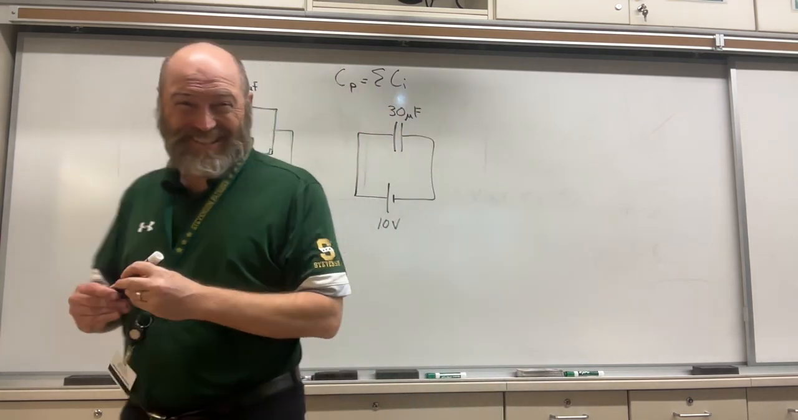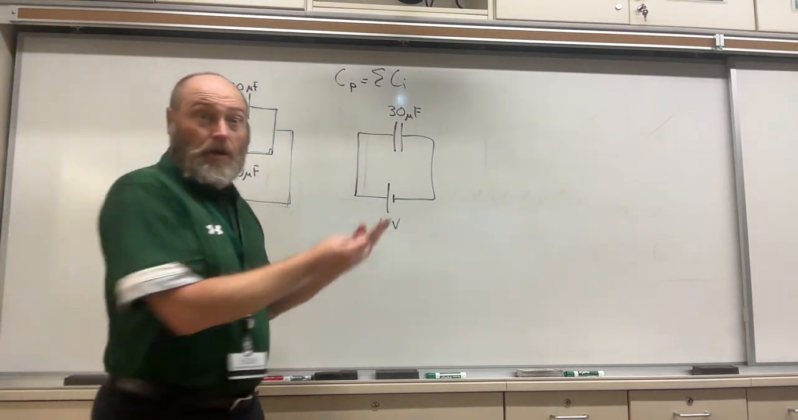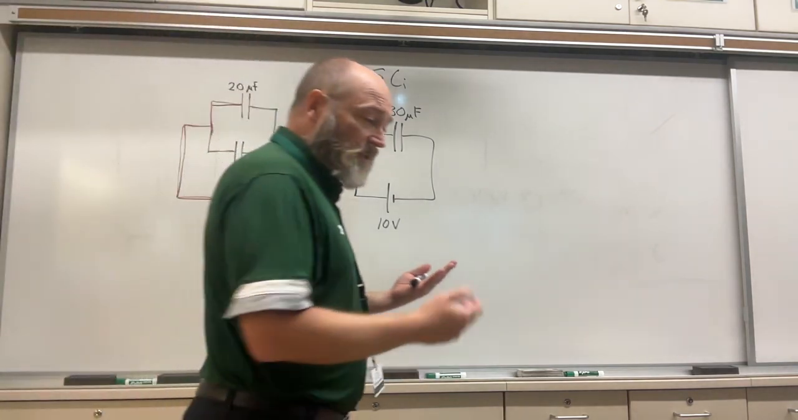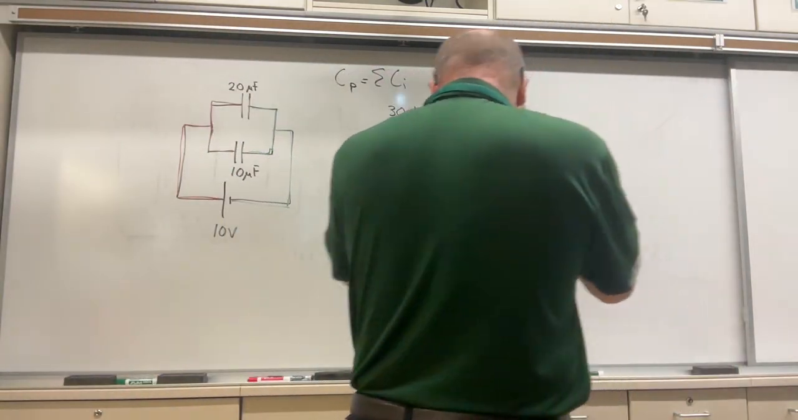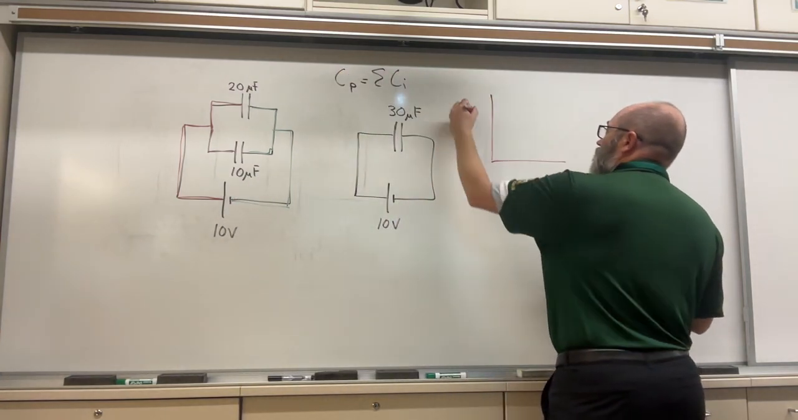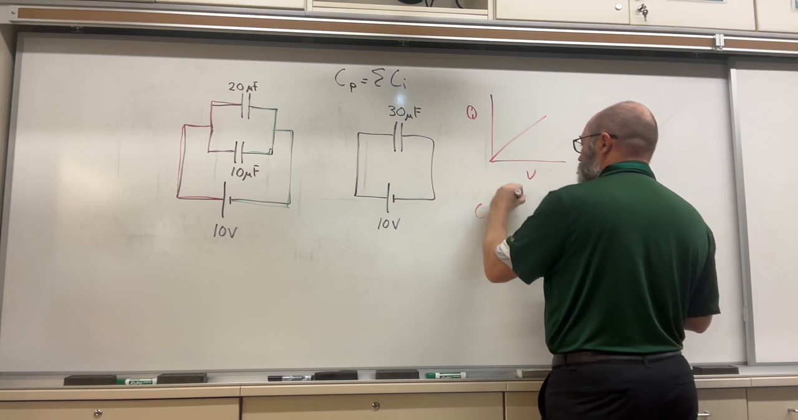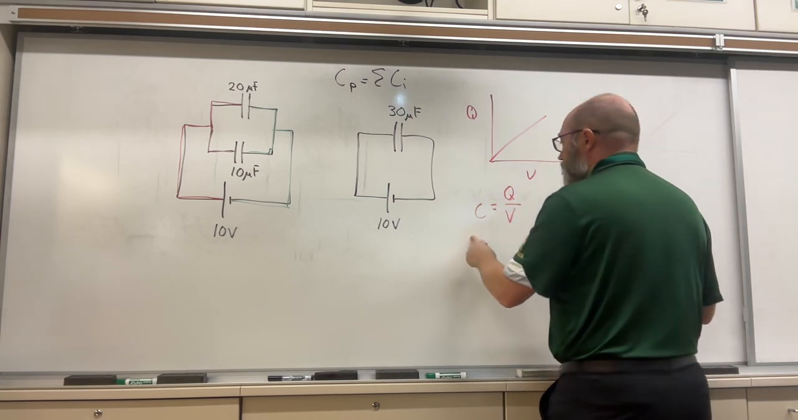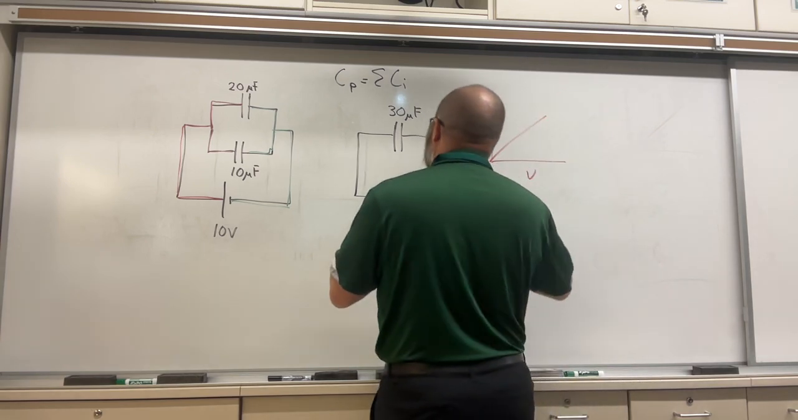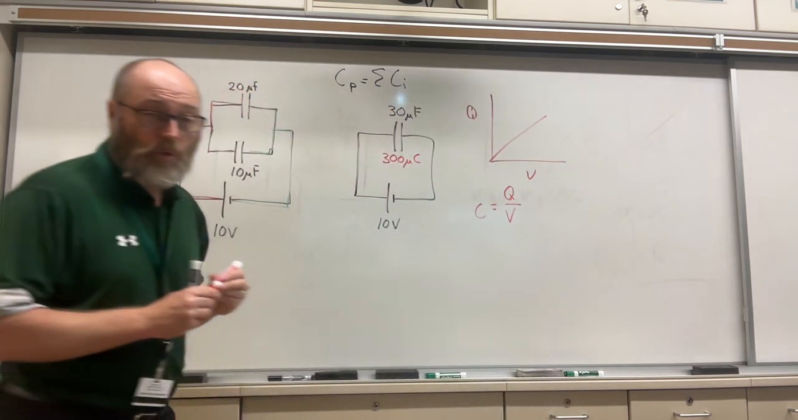So if there is a question that says, what is the total capacitance of the circuit? 30 microfarads. Okay. If there is a question that says, what is the total charge for this circuit? Again, I always go back to my graph, Q versus V. Oh yeah, C equals Q over V, so this is going to be this times this. That's going to be 300 microcoulombs of charge stored in that circuit.